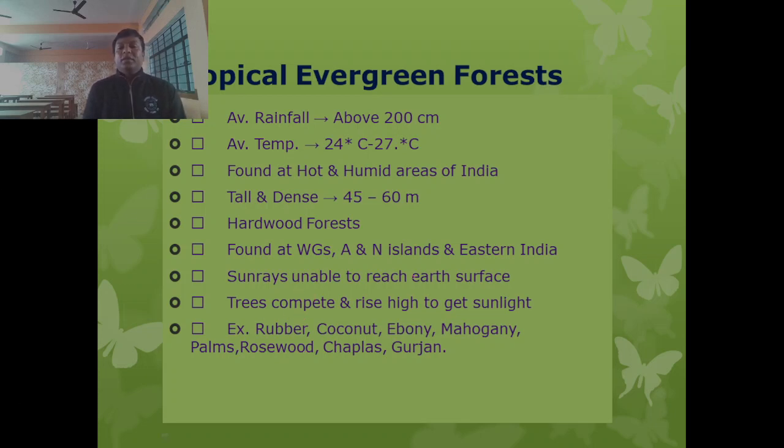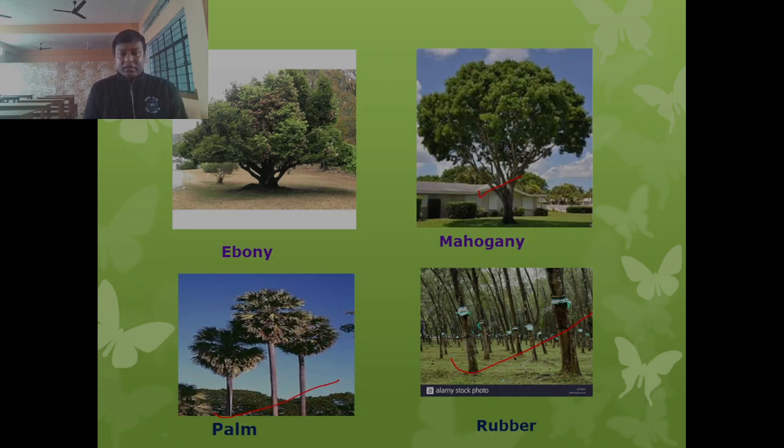Sun rays are unable to reach the earth's surface due to the density of this forest. Now let me show you the trees. You can see rubber tree, mahogany, ebony, and palm.